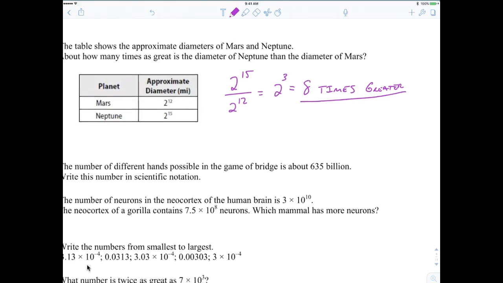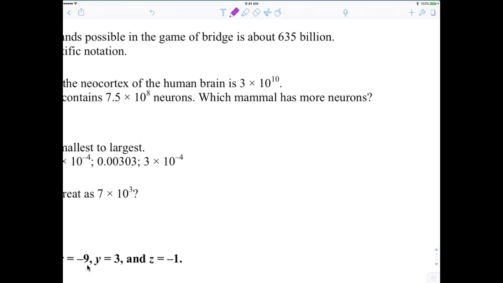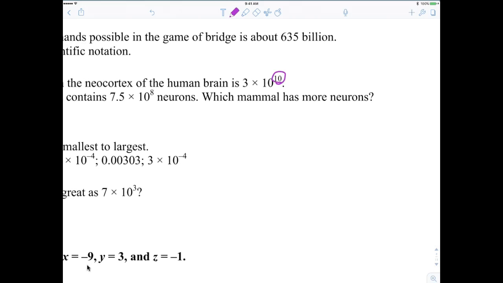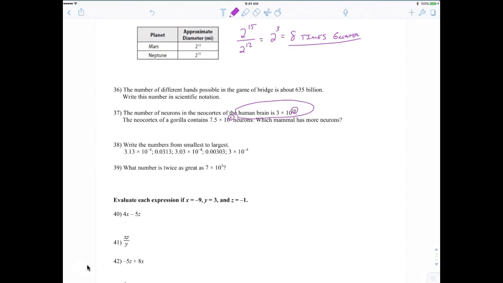All right, let's take a look now at question 37. The number of neurons in the neocortex of a human brain is 3 times 10 to the 10th. All right? And the gorilla is 7.5 times 10 to the 8th. Who has more? And don't let them trick you on this. Colin, who has more? Human. Right. Again, because what's important is not the number, but the exponent. Yep. 10 is greater than 8. So you can just circle the human. All right?